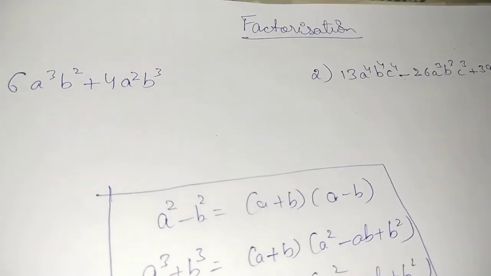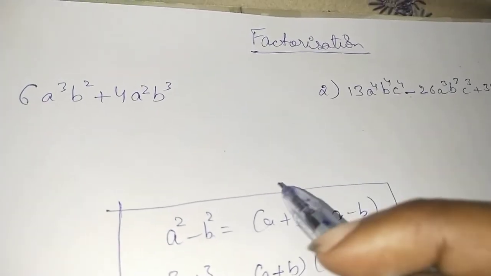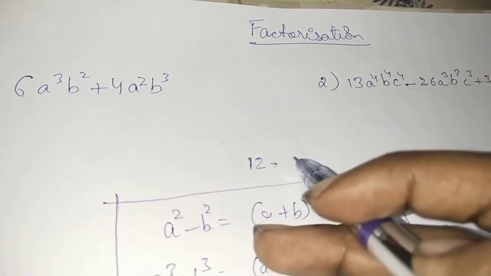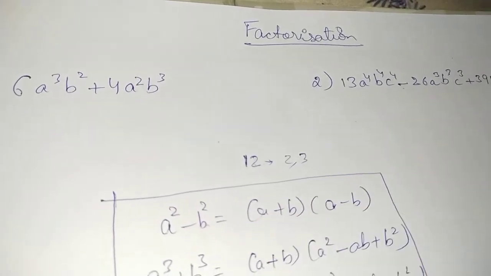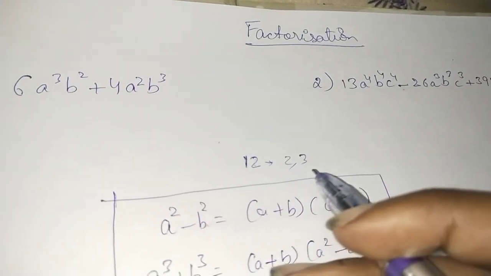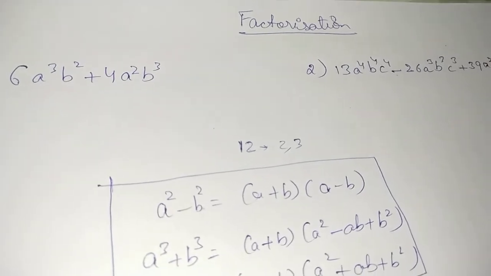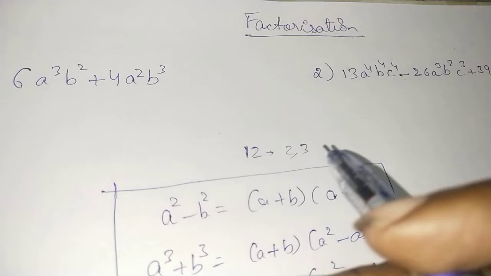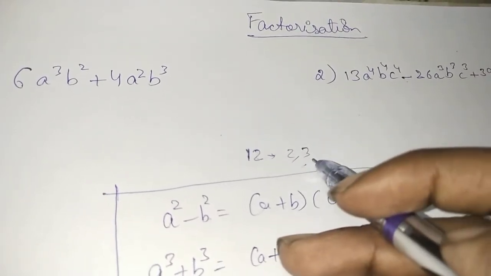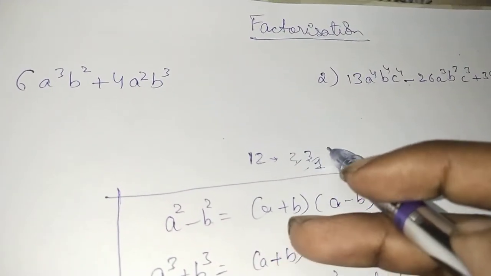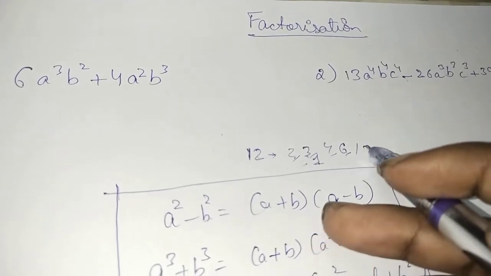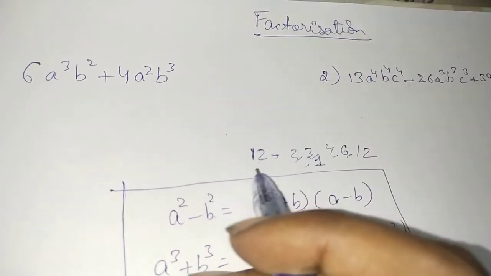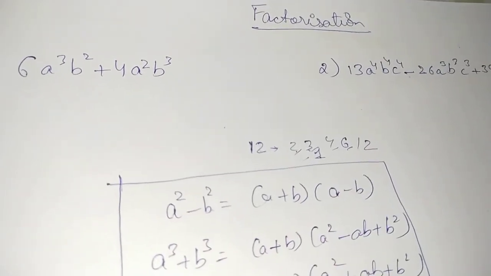If anyone asks you to find out the factors of the number 12, most of you will write down 2 and 3, but these are the prime factors. What are the factors? Factors of 12 will be each and every single number which divides 12. That includes 1 also. So 1, 2, 3, 4, 6, and even the number 12 itself divides 12. So each and every single number which divides 12 will be referred to as its factor.